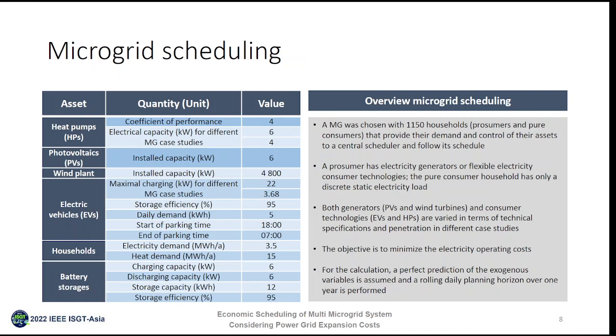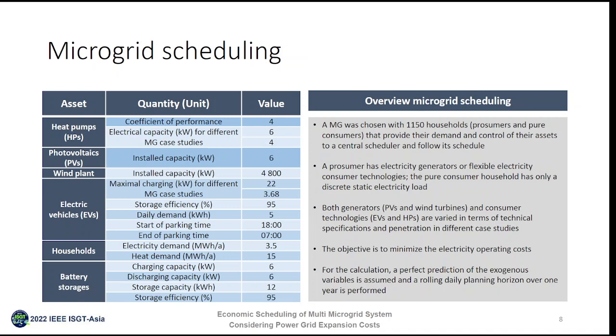Here, a prosumer has electricity generators or flexible electricity consumption technologies. The consumer-only household has only a discrete static electricity load. For the analysis, we varied both power generators and consumer technologies in terms of technical specification and market penetration and examined them in different case studies.